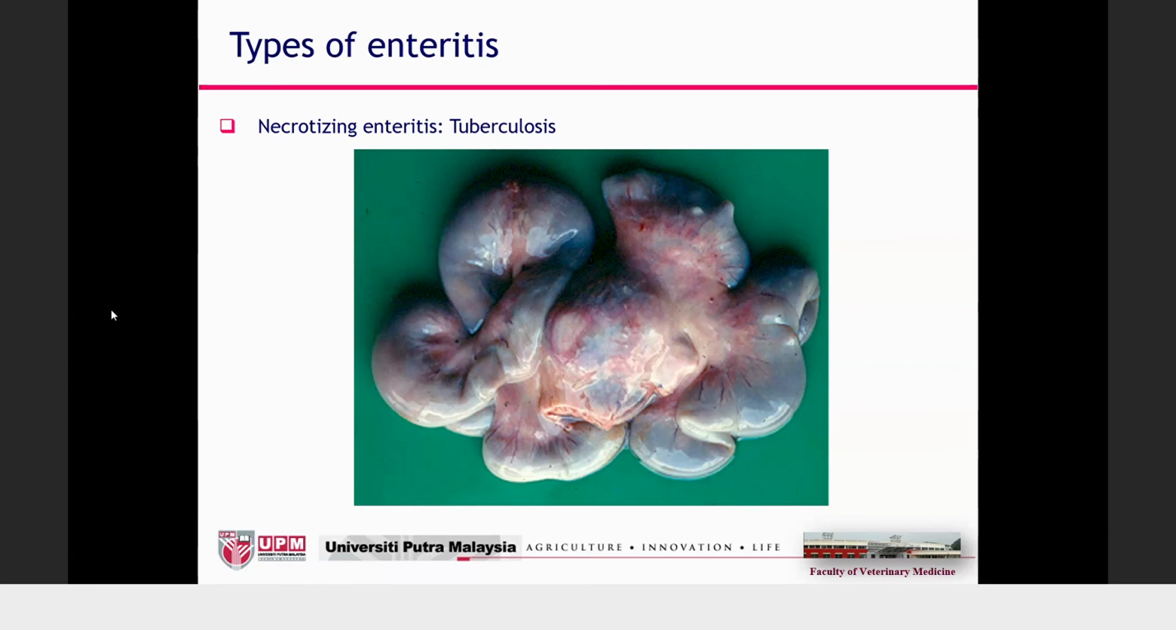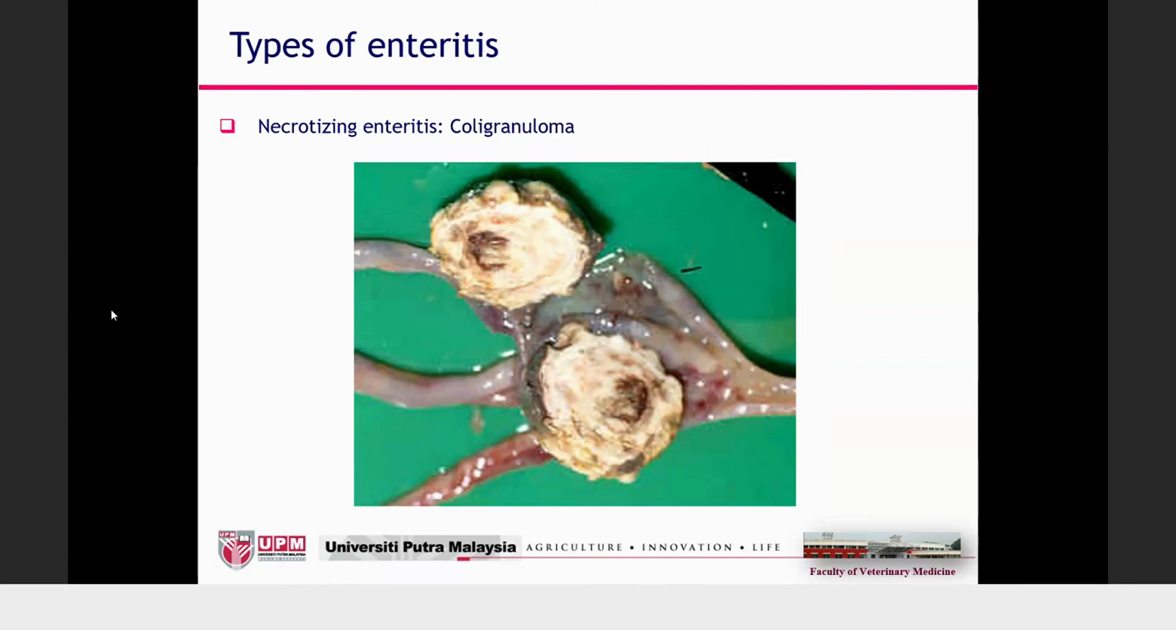At the same time also, in case of tuberculosis, you can see abscesses in the mesenteric lymph nodes. And there might also be necrotic enteritis involving the cecal tonsil. In this case it is coligranuloma. It is E. coli that occurs in the cecal tonsil or cecum of the bird or chicken. Our case also.